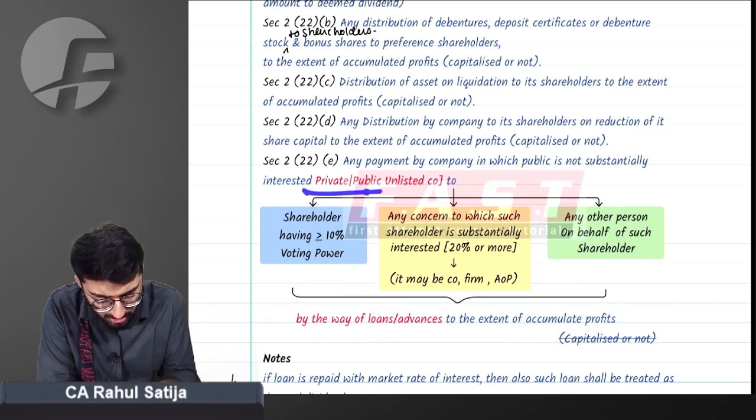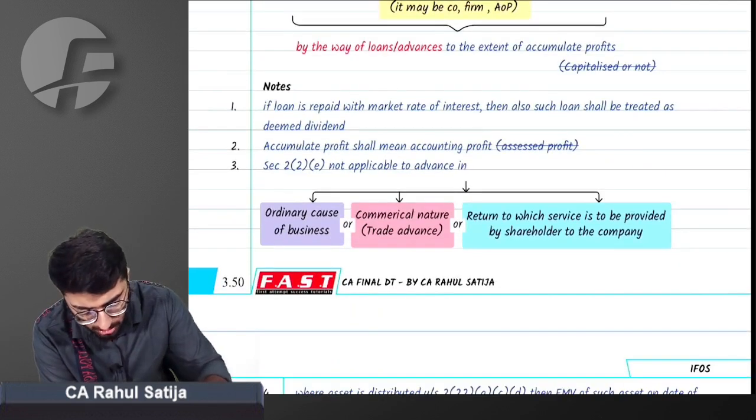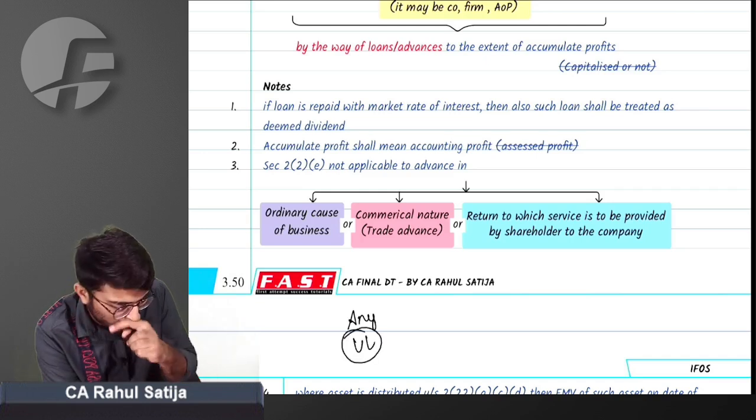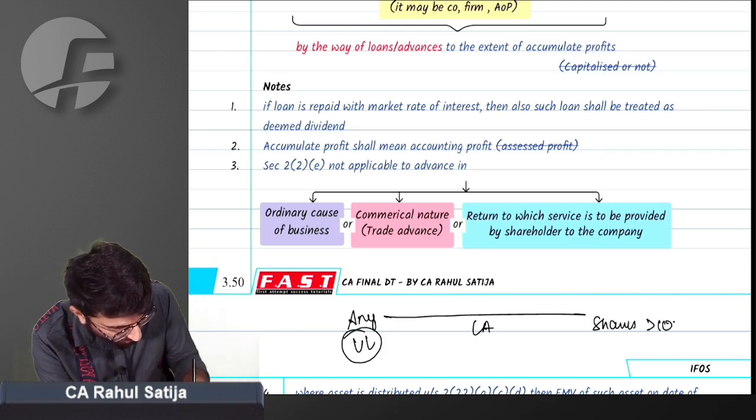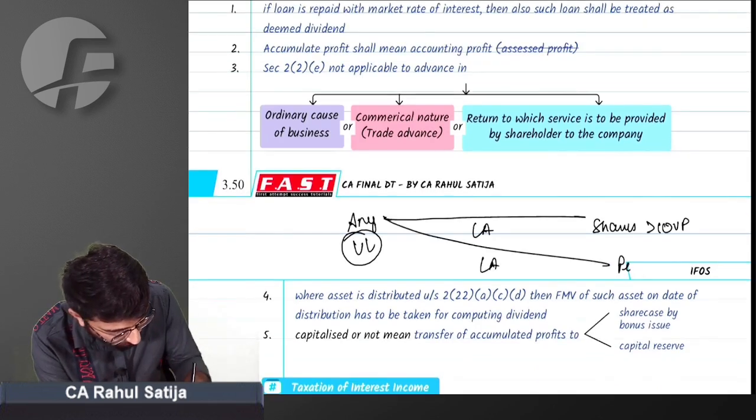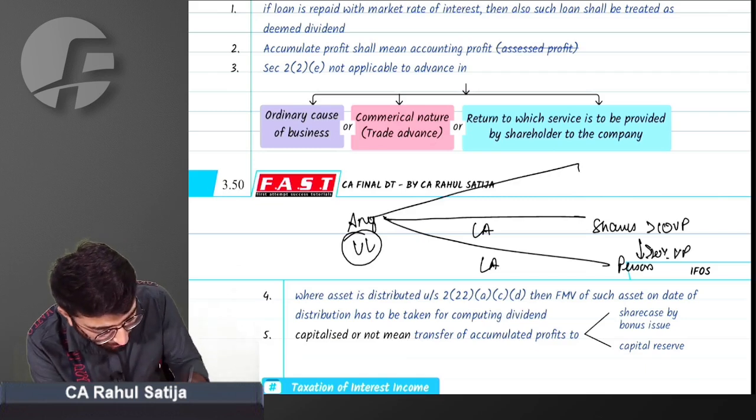Sir, what kind of company is covered? Sir, any kind of unlisted company, a company in which the public is not substantially interested. What I'm saying is, if any unlisted company pays any loan or advance to a shareholder with greater than 10% voting power, or to a person in whom the substantial shareholder holds an interest, or to any person on behalf of such shareholder.